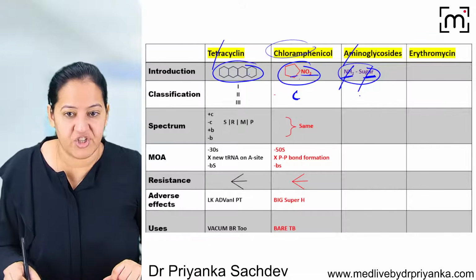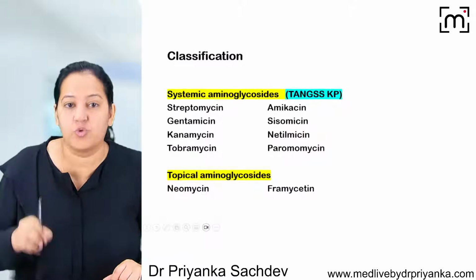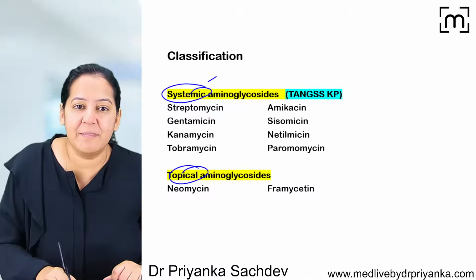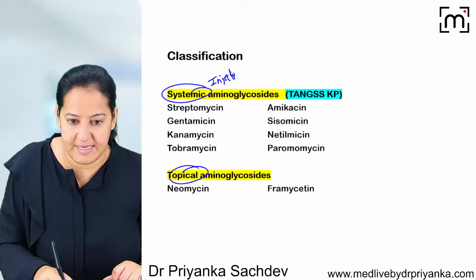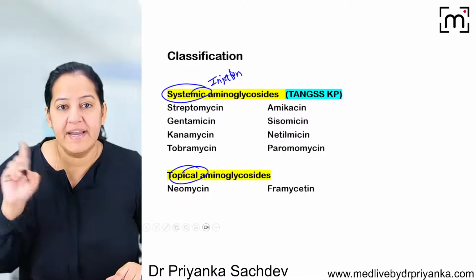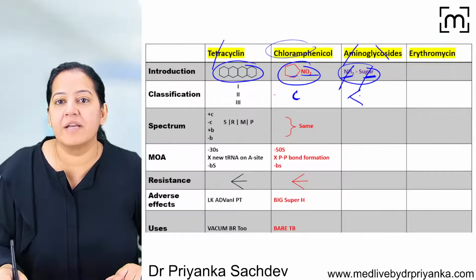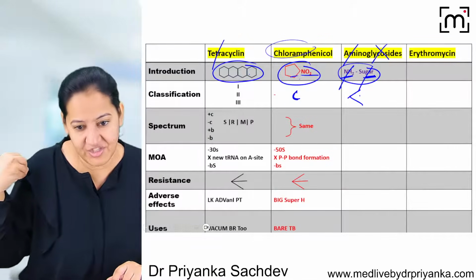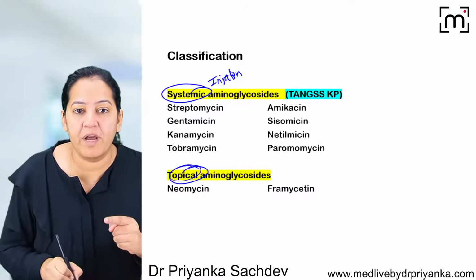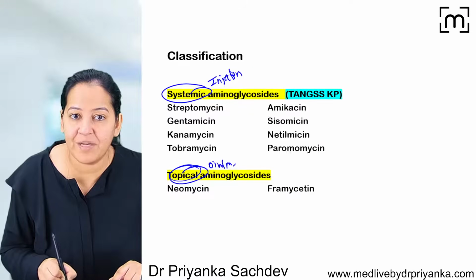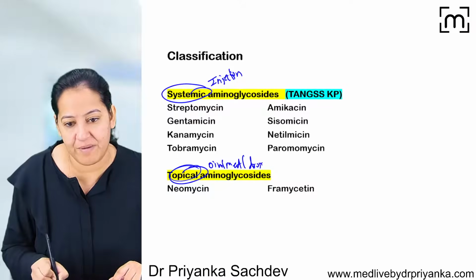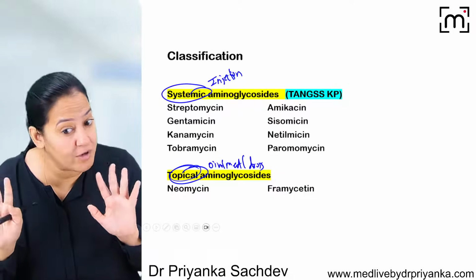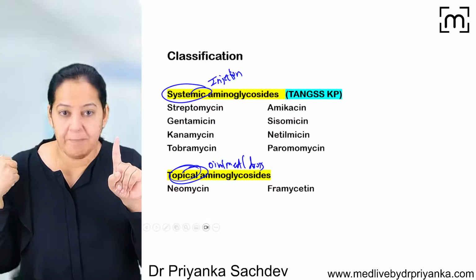Here we have a classification. It is divided into 2 categories: systemic and topical. Systemic means injectable. It is given via intramuscular injections or injections. It's never given orally. No aminoglycoside is oral. There is no tablet available of aminoglycoside. Either they are injectable, or topical. Topical means in the form of ointment or drops. But it's not a tablet. Please learn, aminoglycoside is not available in tablet form. So systemic is injectable, and topical.